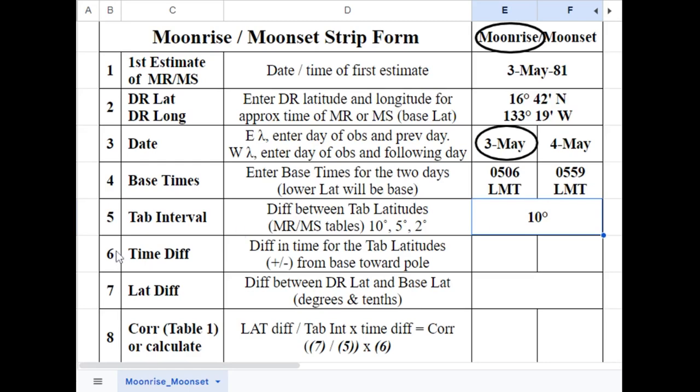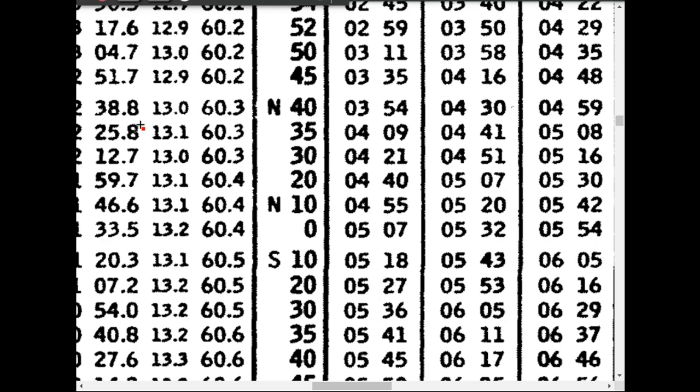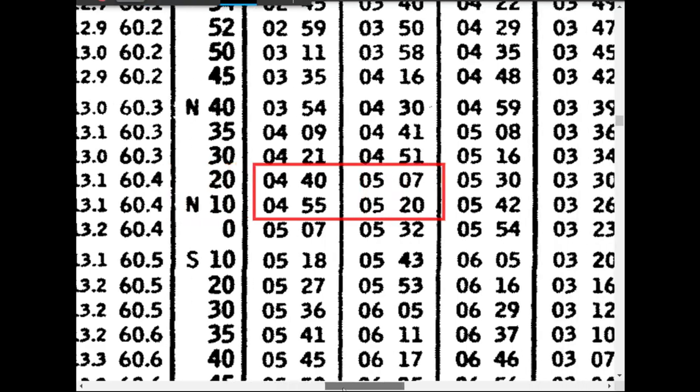Next up, we have step 6, the time difference. We need to figure out the difference in time between the tabulated latitudes from our base going to the pole. So let's head back to the nautical almanac. Here we are back in our nautical almanac. We need to figure out the difference in time. So we're going to highlight our base latitude of 10 degrees north, the next one up of 20 degrees north. Now this is for sunrise. We need to move this box all the way over here to 3 and 4 May for moonrise. Watch me pan over.